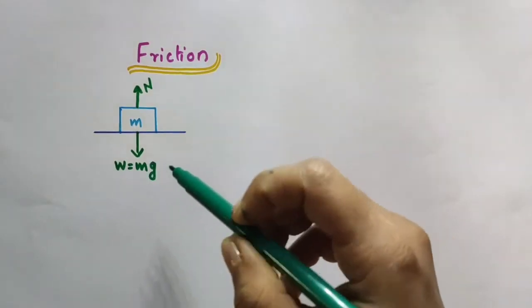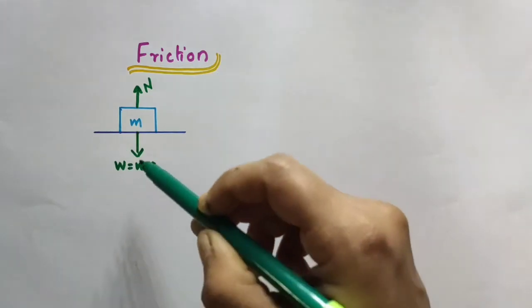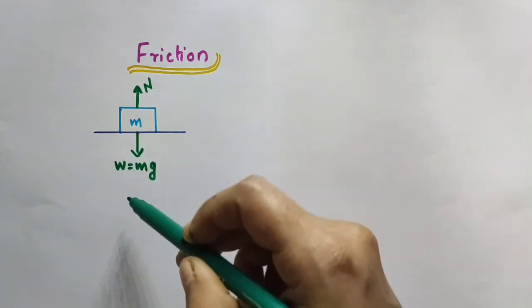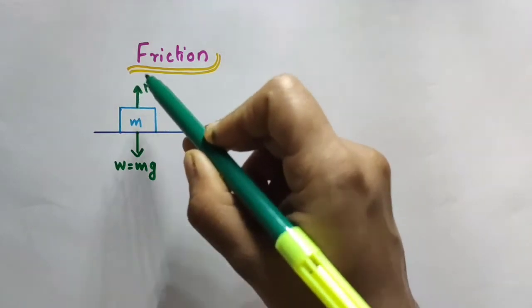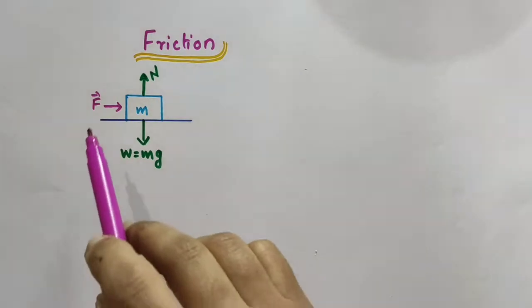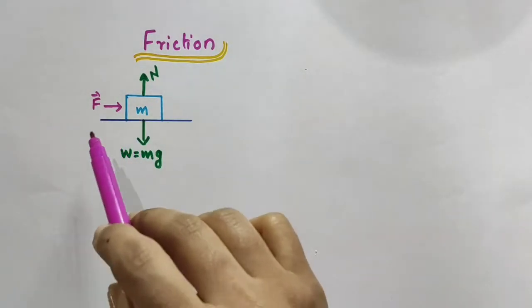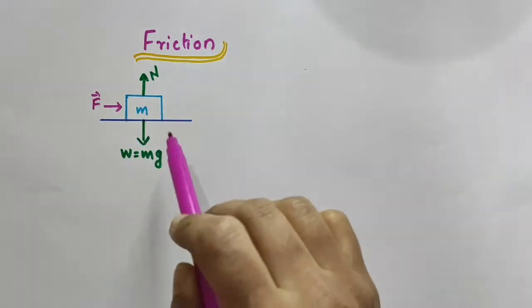So when a body rests on a horizontal table, the force of gravity is cancelled by the normal reaction force N of the table. Now, suppose a horizontal force F is applied on this body.